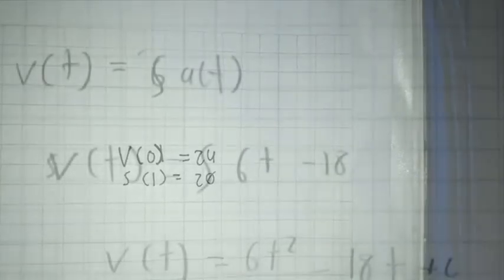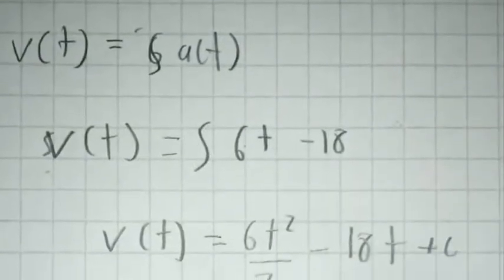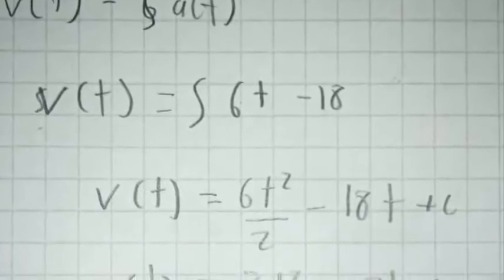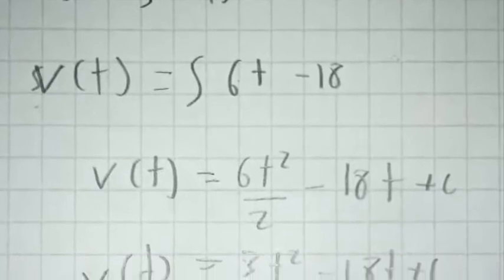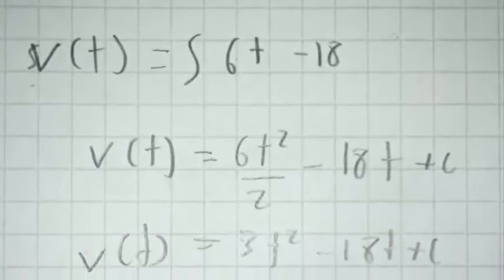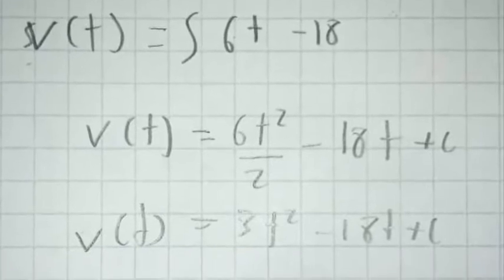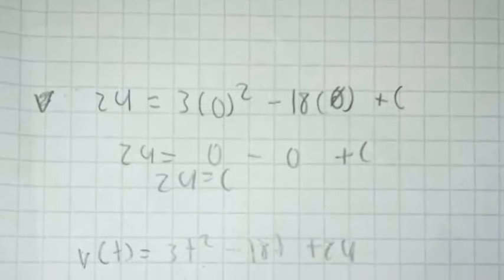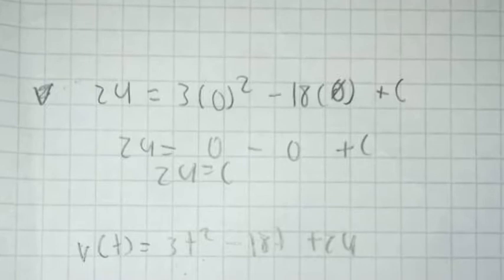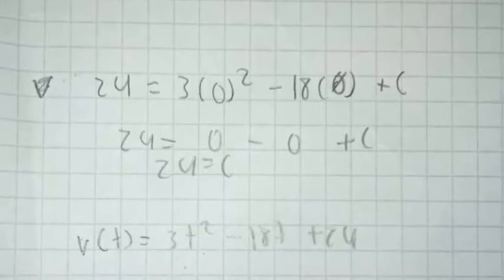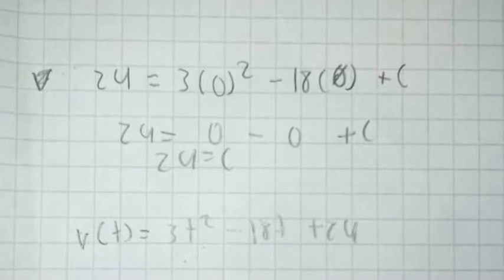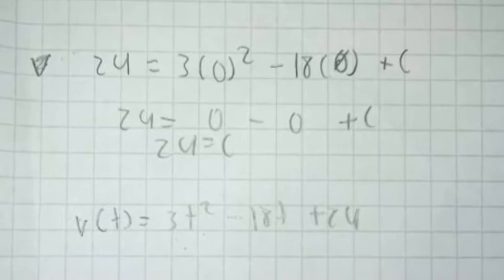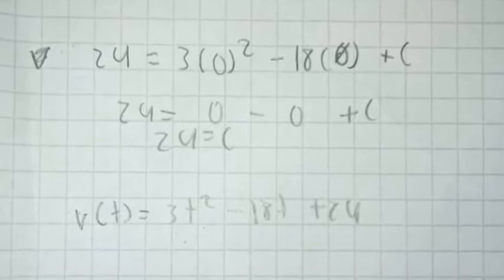To get the velocity formula, we get the integral of the acceleration, that is the integral of 6t minus 18. This is equal to 6t squared divided by 2 minus 18t plus c. Simplified, this is 3t squared minus 18t plus c. To get the value of c, we get 24 equal 3 times 0 squared minus 18 times 0 plus c, that is 24 equal to c. So the formula of the velocity is equal to 3t squared minus 18t plus 24.